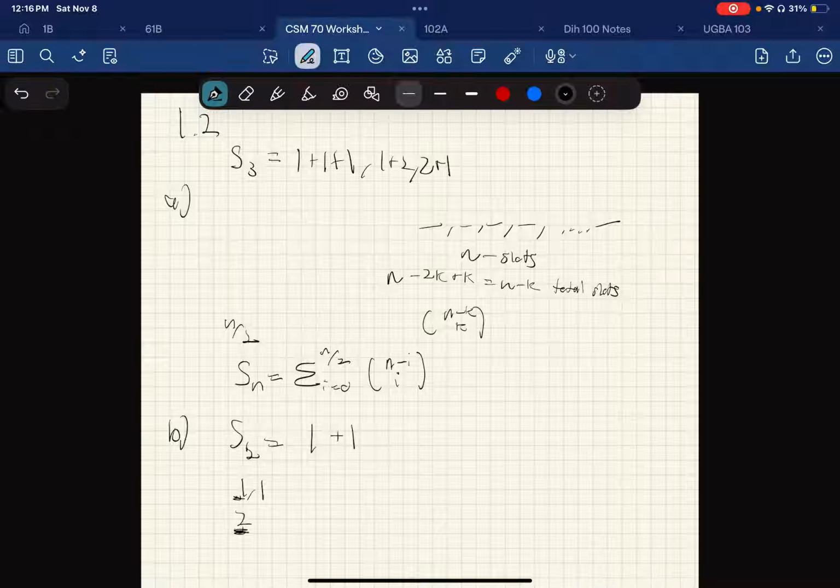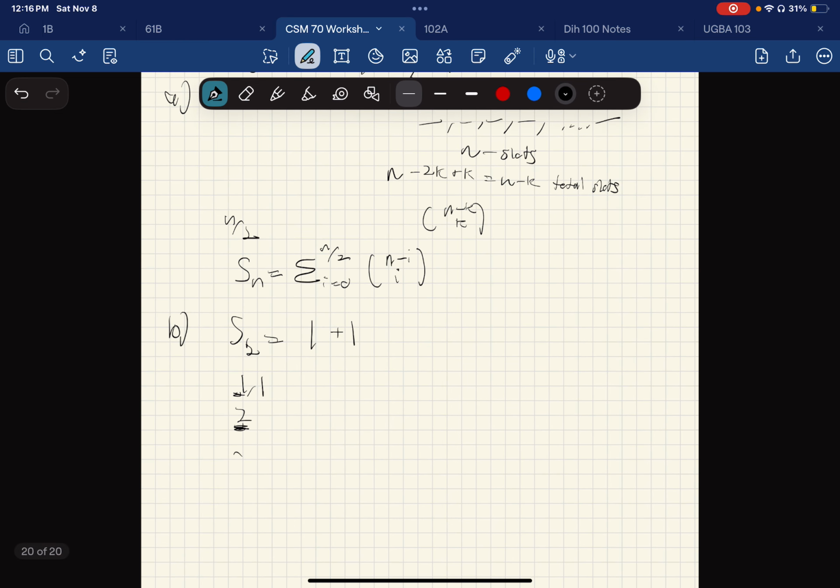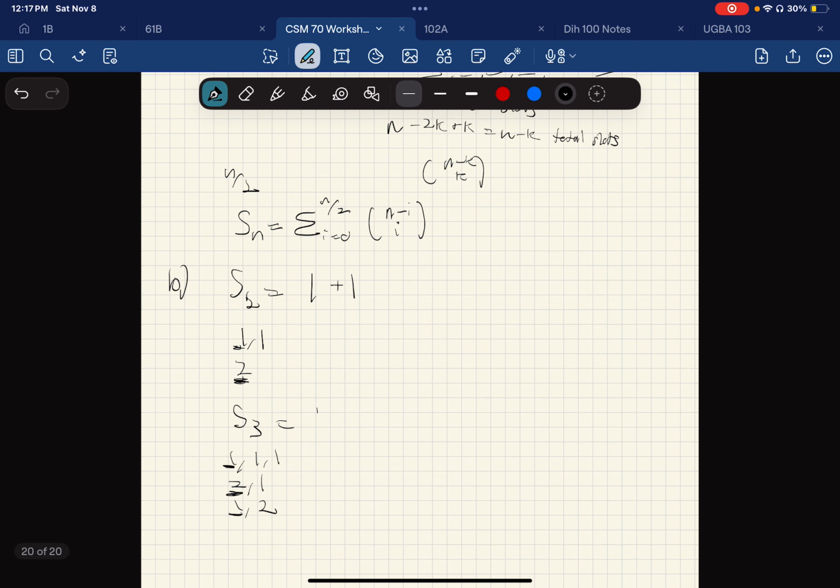So now let's look at S sub 3. S sub 3 can be done as we had in the example before: 1 plus 1 plus 1, 2 plus 1, and 1 plus 2. There are 2 ways that can be done starting with a 1, and one way that can be done starting with a 2. And we know here that our total should be 1 plus 1 plus 1.